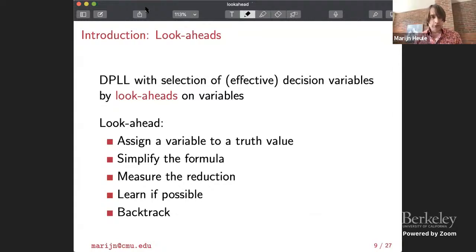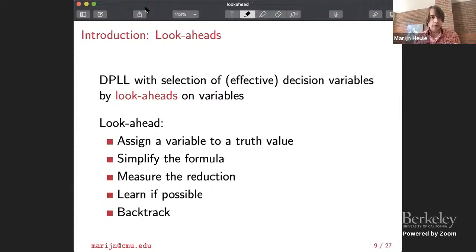I already used the word look ahead now several times, and most of you probably don't know exactly what it is. So let me be very brief and first give a high level overview. The look ahead SAT solver is a DPLL SAT solver where look aheads are used to pick the decision variable. And what is a look ahead? A look ahead is you pick a variable, assign it to a true value, and then simplify as much as possible. This is typically only done by unit propagation.